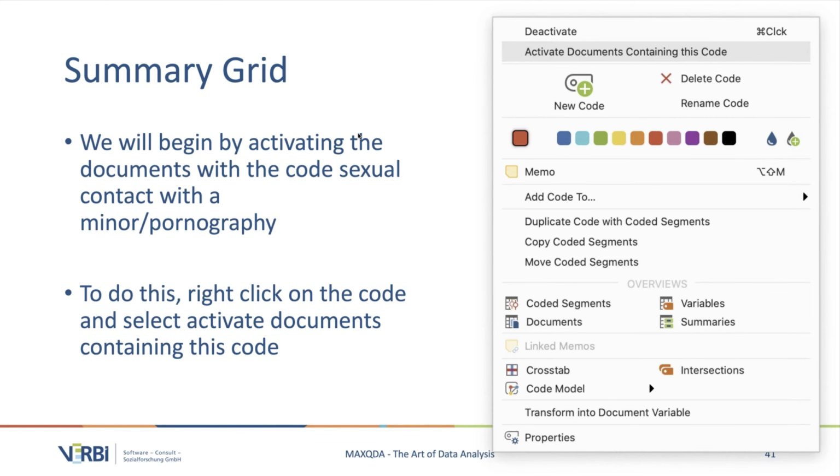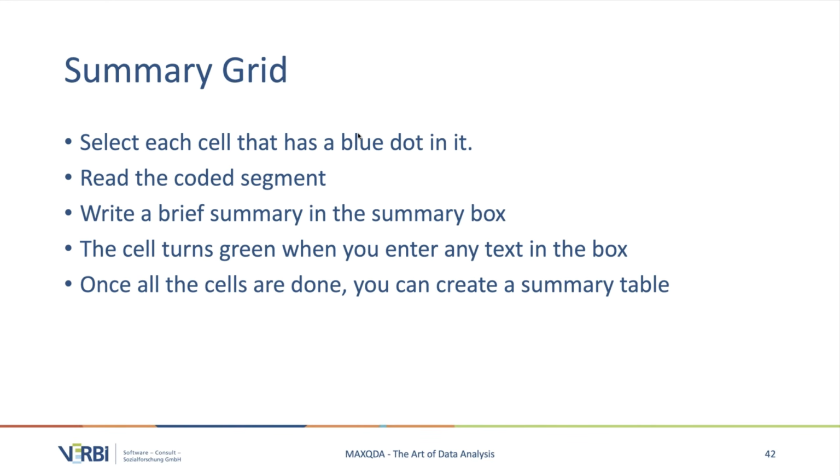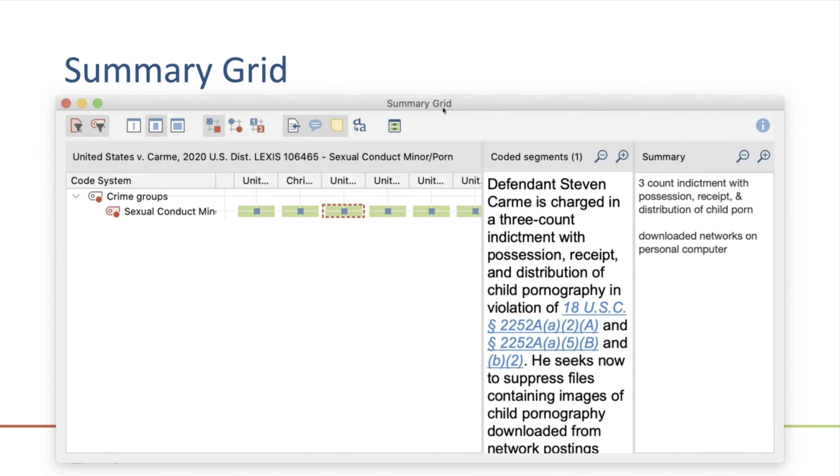If I need to see a combination of activated codes, I would transform my codes into document variables, and then I'd create an expression to do that. We'll go over that in greater depth in the mixed methods session. So I right-click, I activate the documents containing this code. I then will see a summary grid, and it'll look like this.